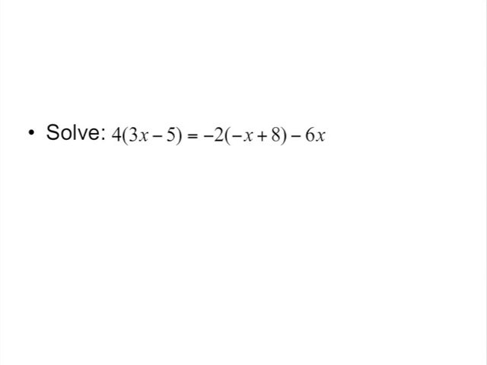Okay, so every problem, we're going to step it up a notch. So in this one, now we've got some parentheses. So our first step is to get rid of these parentheses. How do we do that? Distribute on through. Multiply what's out front by everything inside the parentheses. That gives me 12x minus 20.